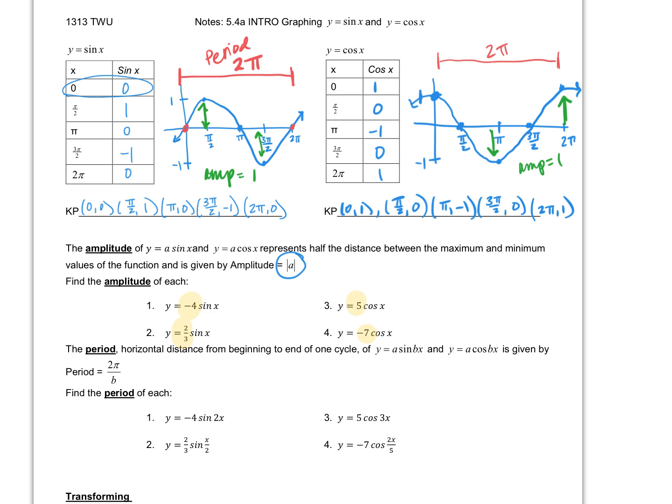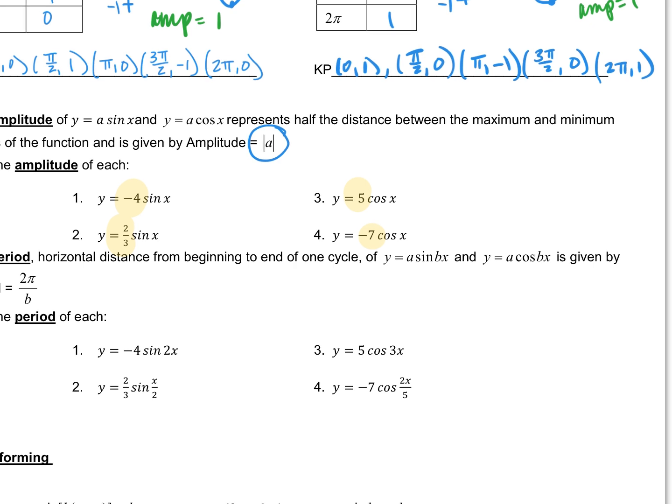So like on number 1, if I want the amplitude of this sine function, I take that 4, or negative 4 I should say, take the absolute value, and it becomes 4. My amplitude is 4. Number 2, what's my amplitude? 2/3. Number 3, what's my amplitude? 5. And number 4, what's my amplitude? 7. So far, so good?